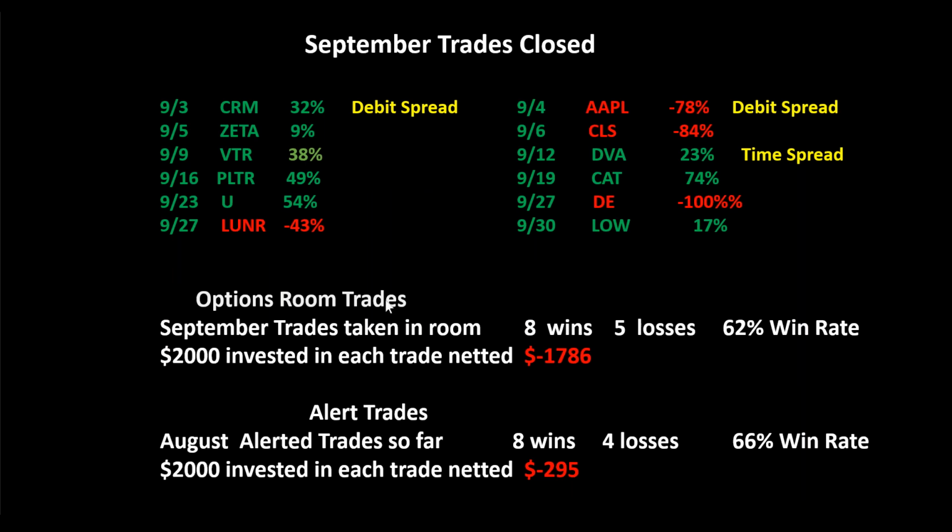Here's September. This was a losing month we had this year, and I wanted to highlight that. Again, I try to be transparent on this. We had 8 wins and 5 losses in September. It was a terrible trading month for me. 62% win rate. Now this is probably the lowest win rate I've had in 3 or 4 years or so. But I only lost 1786, which isn't terrible. And the alert service, 8 wins and 4 losses, 66% win rate, down 295.